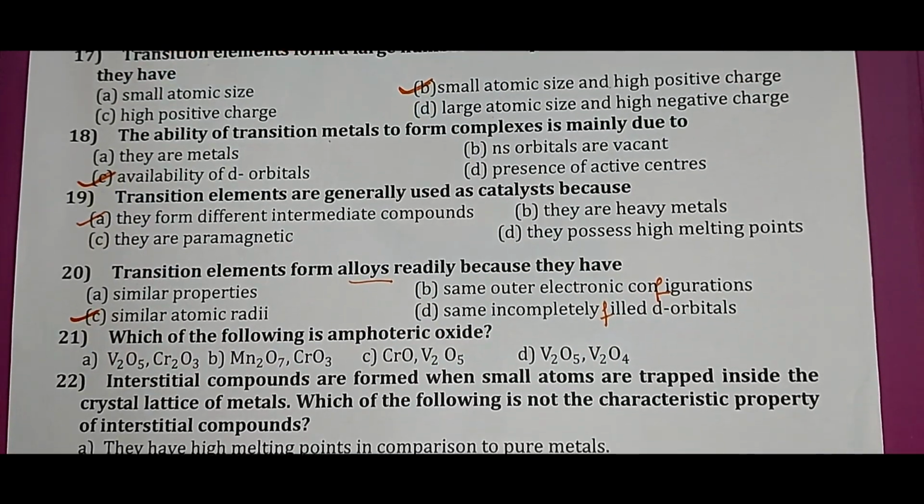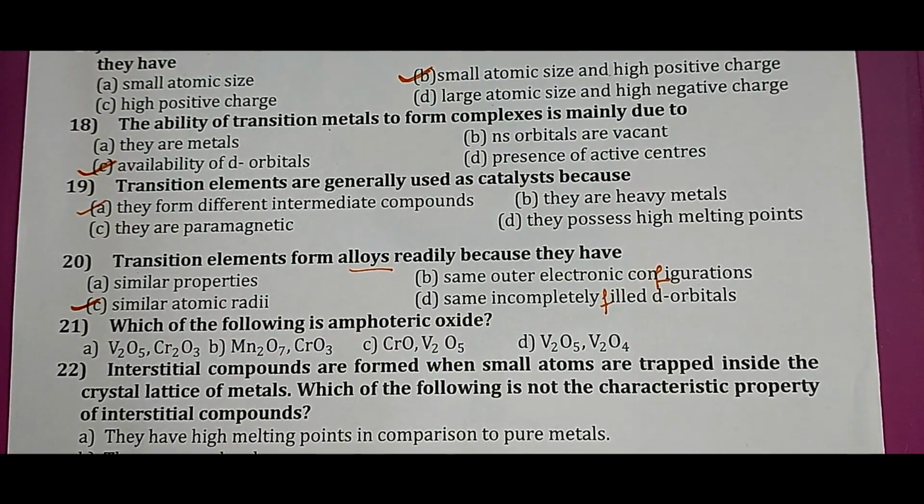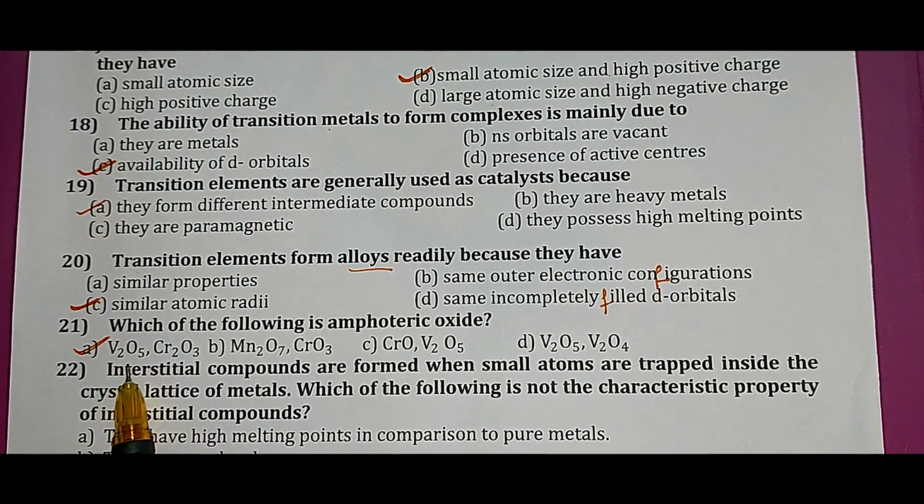Then question number 21. Which of the following is an amphoteric oxide? Amphoteric oxide means which can behave both as an acid as well as a base, that is, react with acid as well as a base, and the correct answer for this is V2O5 and Cr2O3. So the correct answer is option A, V2O5 Cr2O3. V2O5 is amphoteric, but in solution it acts like acidic by giving ions, which is given in your NCERT textbook. But V2O5 is actually amphoteric in nature. So the correct answer is option A.